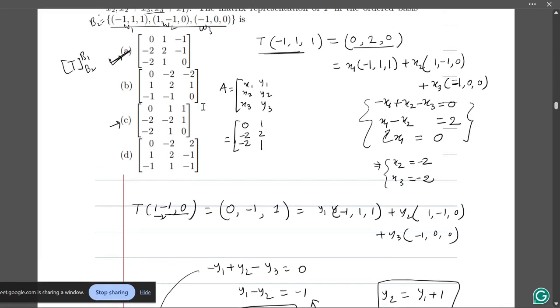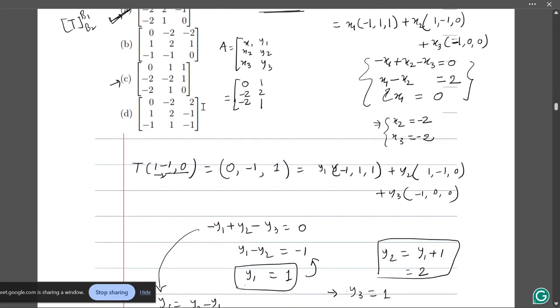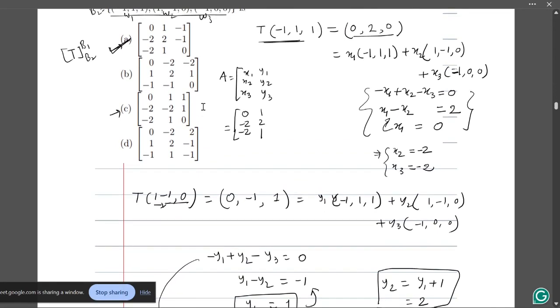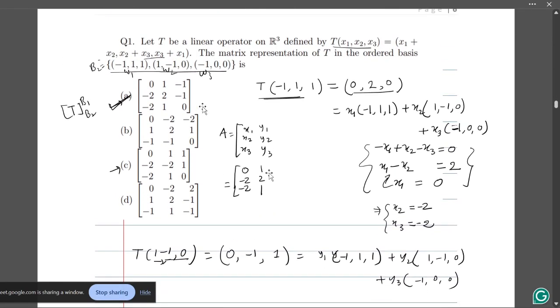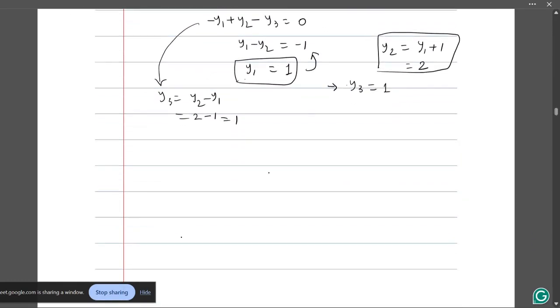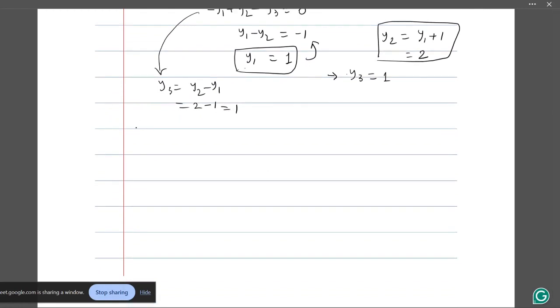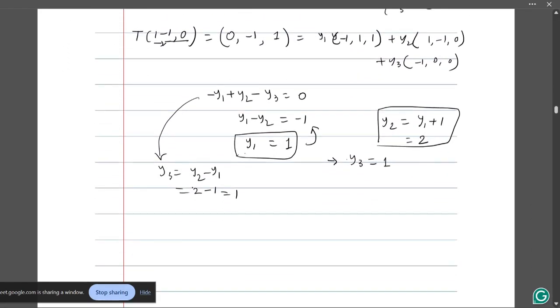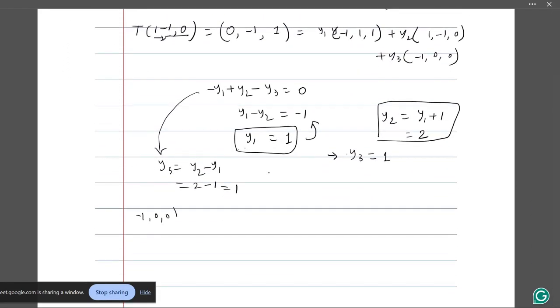We should check the third column as well, or I'm leaving it to check, because with this kind of question, it might happen that all the answers are incorrect, so let's see the third. This should not happen, but it might happen sometimes. Okay, so for the third vector we have (-1, 0, 0). While applying T, we'll get (-1, 0, -1).